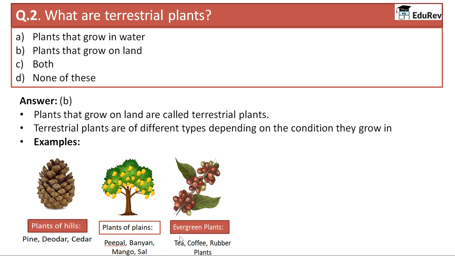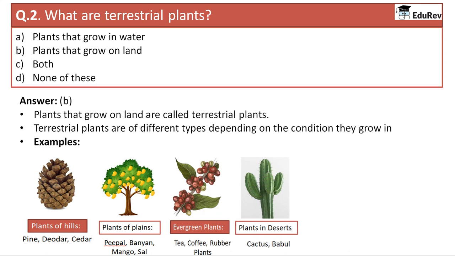The next type of plants are evergreen plants. They are also terrestrial plants as they are grown on land and not in water. The examples are tea plant, coffee plant, rubber plants. This is an image of a coffee plant. The next type of plant is plants in deserts. Example, cactus, babool, etc. Deserts are also land. So, plants in deserts are also terrestrial plants. Hence, the correct answer is option B.